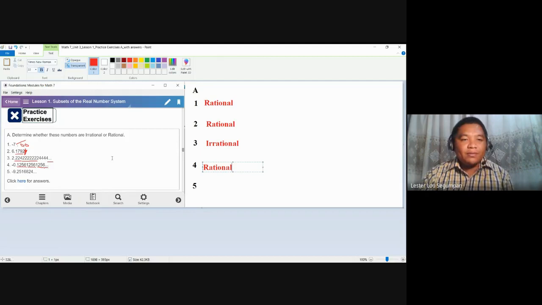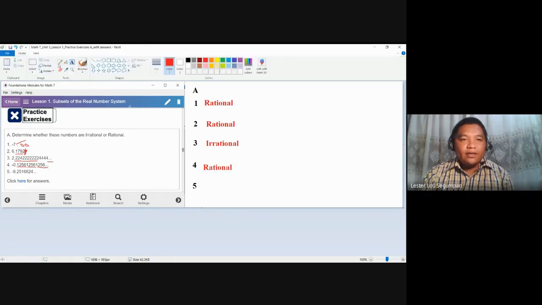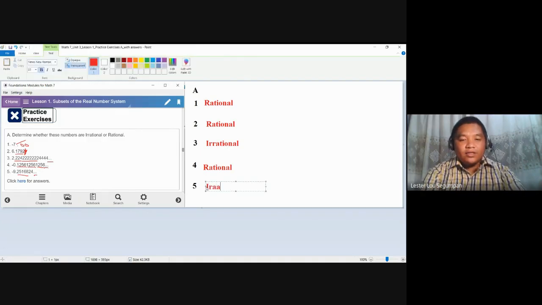And finally, for number 5, again, there's no noticeable pattern and it doesn't end. Therefore, this is an example of an irrational number.